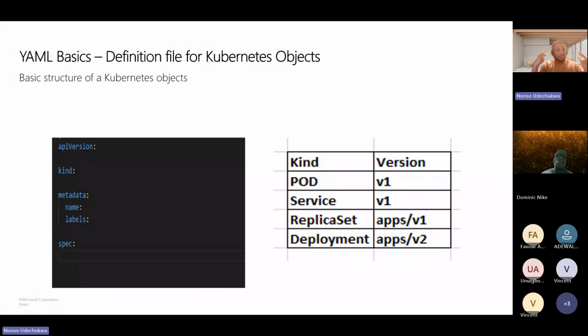Kubernetes YAML. Someone will say, hey, what is Kubernetes YAML again? Kubernetes YAML is basically how we deploy to Kubernetes. I want to deploy a Kubernetes resource. How do I deploy to Kubernetes? It is YAML. And YAML stands for what?